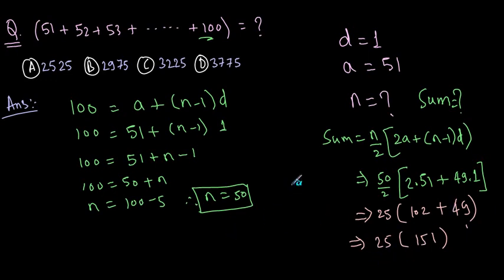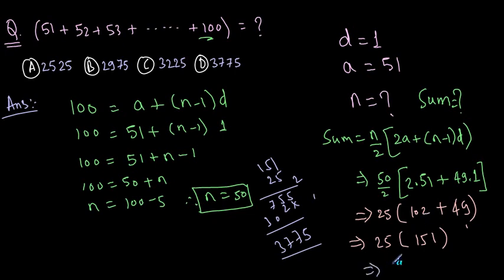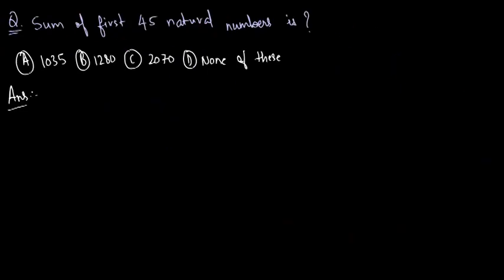So 25 into 151, let's do it here. 5 times 1 is 5, 5 times 5 is 25, 2 is carry, 5 times 5 plus 2 is 27, 2 ones are 2, 2 fives are 10, 1 carry, 2 ones are 2 plus 1 is 3. So 3775 is the sum of this series. So our answer is option number D.